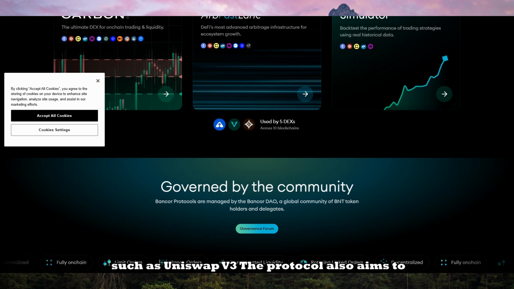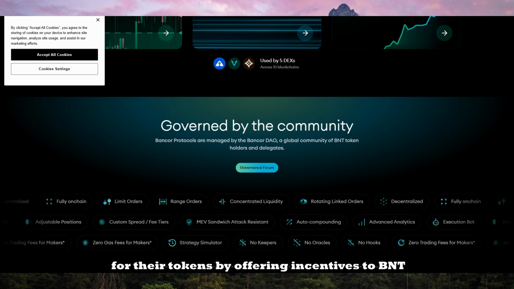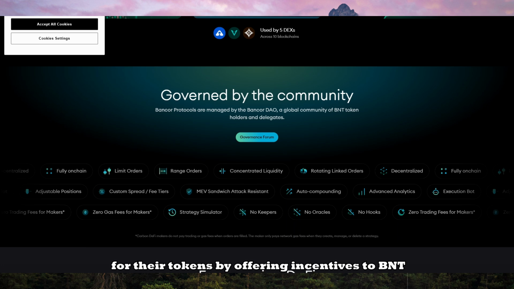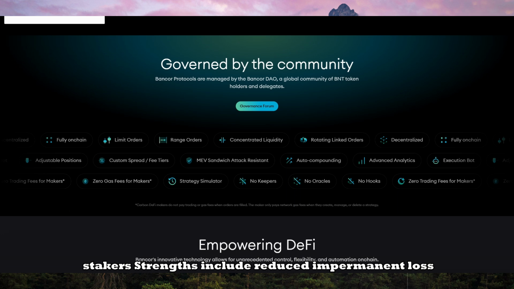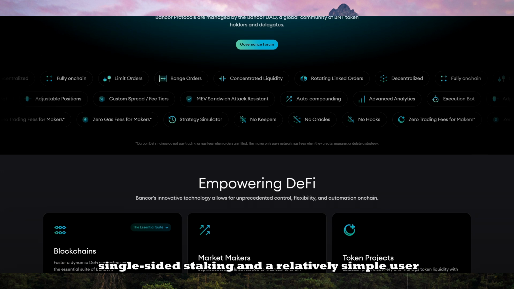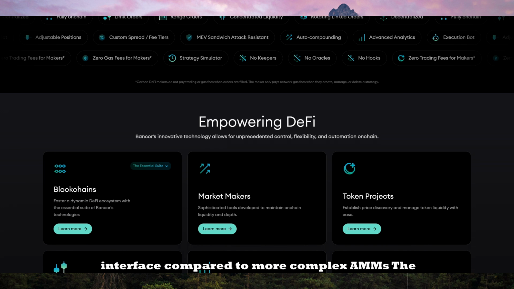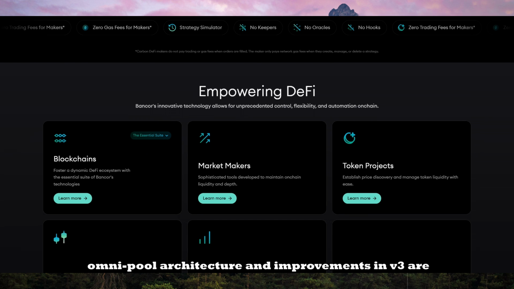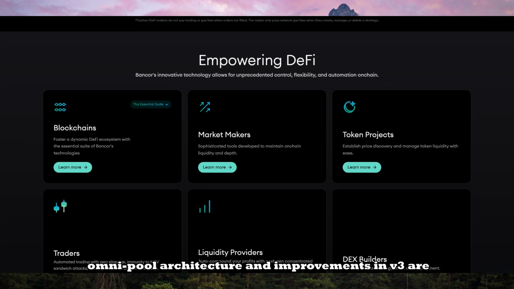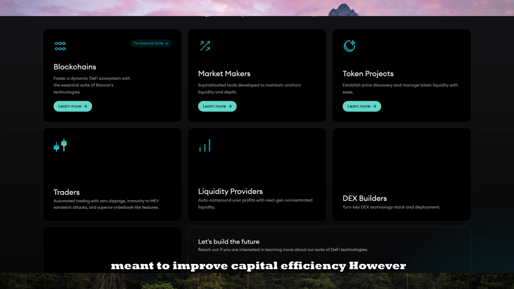The protocol also aims to attract projects seeking to bootstrap liquidity for their tokens by offering incentives to BNT stakers. Strengths include reduced impermanent loss, single-sided staking, and a relatively simple user interface compared to more complex AMMs. The omni-pool architecture and improvements in v3 are meant to improve capital efficiency.